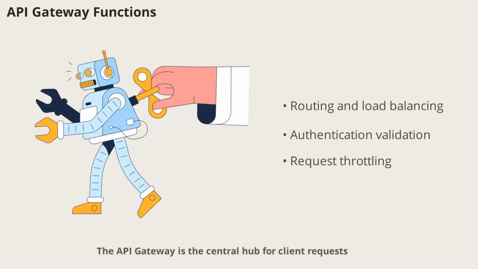The API gateway is the central hub for client requests. It routes traffic to the correct microservices, handles load balancing to distribute requests evenly, and manages authentication by validating JWT tokens. Request throttling is implemented to prevent abuse, limiting excessive calls from a single user or IP. Caching is also handled here, improving response times for frequently accessed data. The API gateway's role is crucial for maintaining security, performance, and scalability across the system.